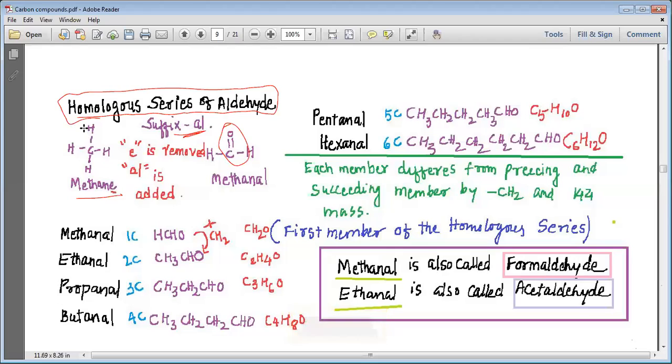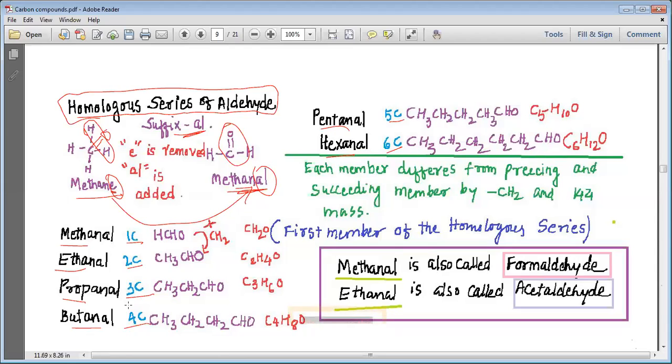So 2 hydrogens have been removed, and in place of these 2 hydrogens, a double bond with oxygen is made and we get methanal. When we give the name, we just remove this E and add -al here. So it becomes methanal. You can see the various aldehyde compounds. For 1 carbon it is meth, for 2 carbon it is eth, for 3 carbon it is prop, for 4 carbon it is but, for 5 carbon it is pent, and for 6 carbon it is hex.